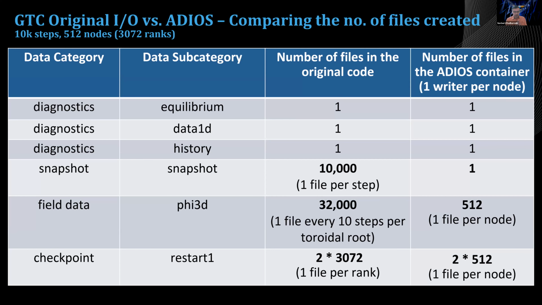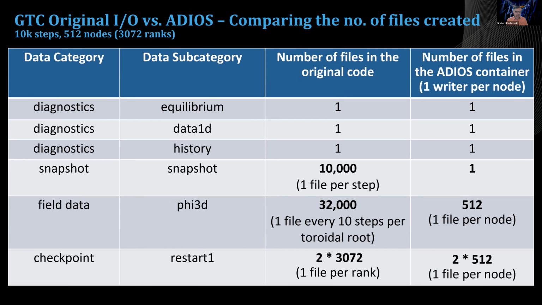When GTC was a CPU code, it used POSIX I/O and NetCDF I/O to write all kinds of data out: diagnostics, snapshots, 3D field data, and checkpoint restarts. Then when they got this 20x speedup on Summit with the GPUs, the I/O became the bottleneck. So we addressed all kinds of I/O in GTC with ADIOS, not just checkpointing. There are different issues here.